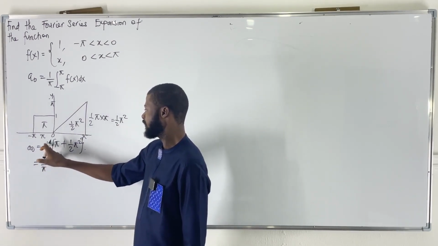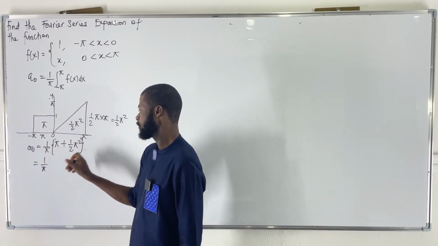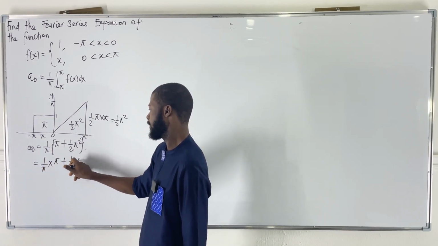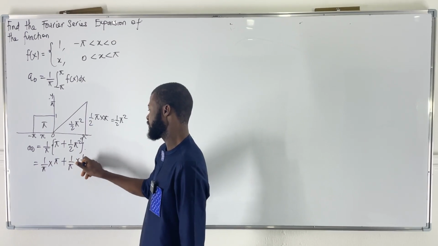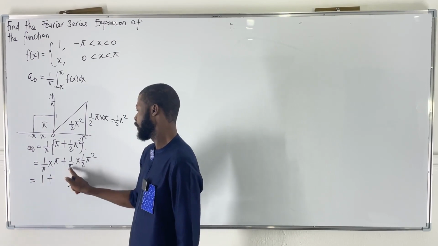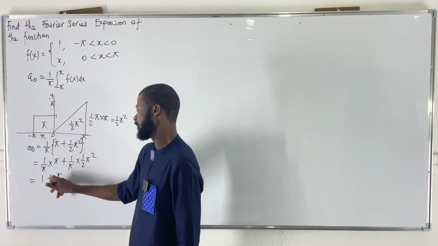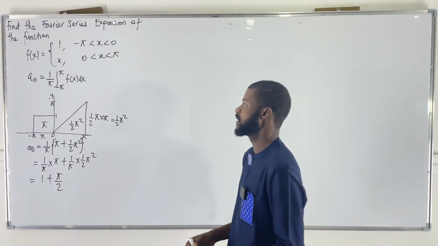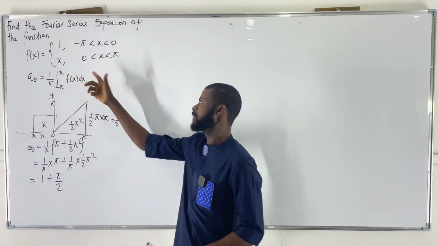1 over pi will multiply these two sides. So this is 1 over pi times pi plus 1 over pi times half pi squared. So we're going to be left with, when pi cancels pi, that's 1. When pi cancels pi here, this will be pi over 2. So that's just it. So even if you use this, your answer will still be the same.